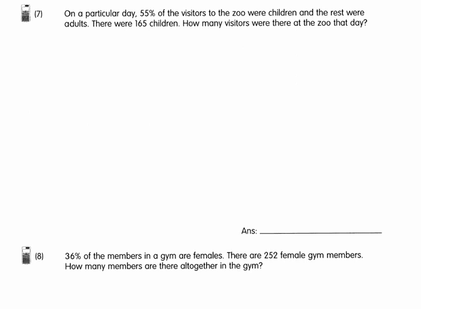So 45% were adults, right? So you must be able to come out with this conclusion immediately. There were 165 children. How many visitors were there at the zoo that day? So you know that 55% is your 165 children, right? You want to know how many visitors were there at the zoo that day?